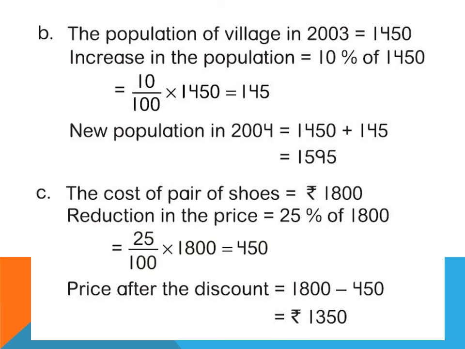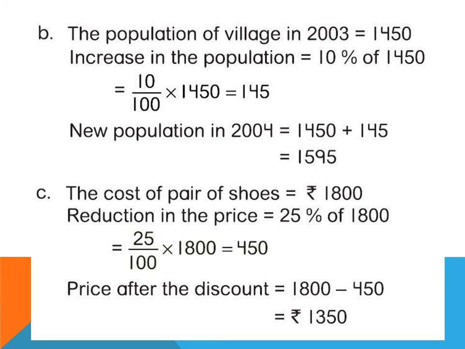So these are the answers to question number B and C. Question number B. The population of the village in 2003 was 1450. Increase in population equal to 10% of 1450 equal to 10 by 100 into 1450, which gives us 145. Therefore, the new population in 2004 will be 1450 plus 145, which will amount to 1595.